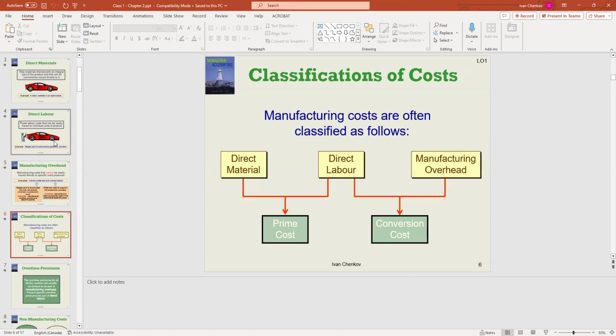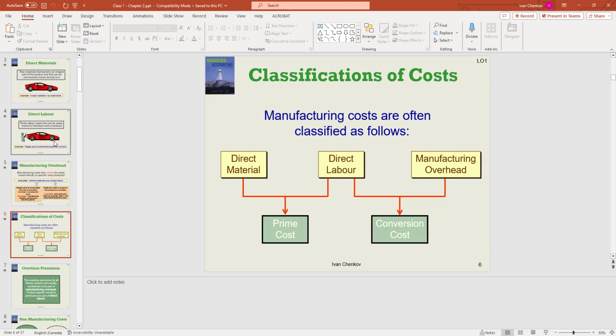For that reason, the product has different classifications. Direct material always comes first and direct labor comes second. Since those two are first in line, we call them prime cost. Prime cost means first. Once we have direct material and direct labor, we make another classification. Direct material, direct labor, and manufacturing overhead combined together, we call our conversion cost.